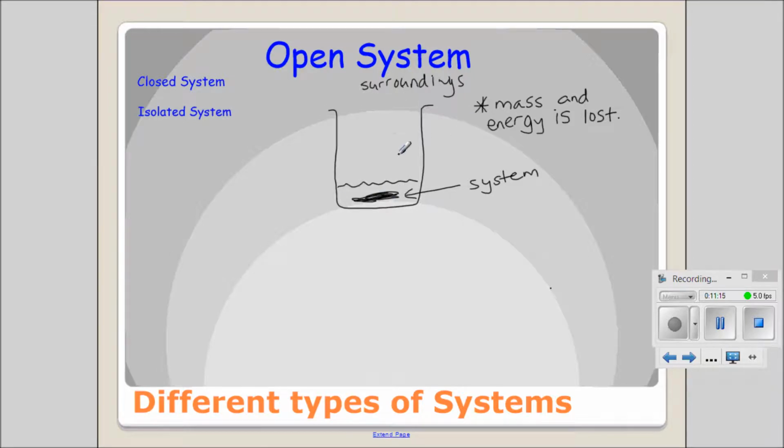In an open system, you have some loss of not only energy and heat. It can just leave the beaker quite easily, but you also even have mass leaving. So mass and energy is lost in an open system.